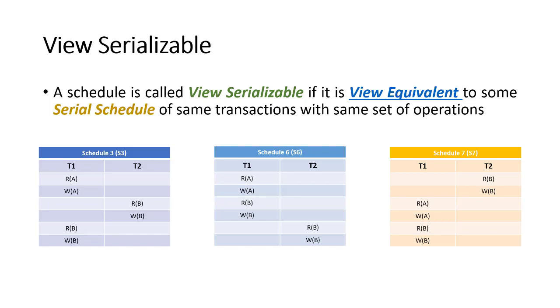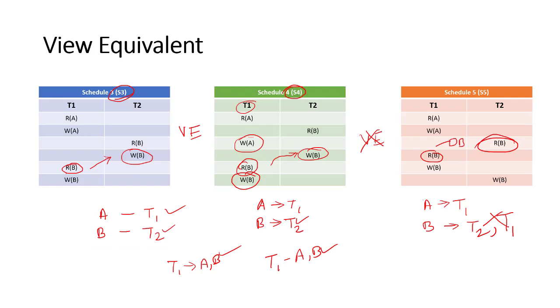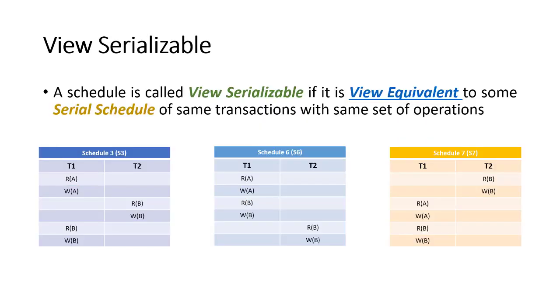Let us discuss view serializability. A schedule is called view serializable if it is view equivalent to some serial schedule. Let us discuss schedule 3, which is the previous one, the same schedule, right? Now we have considered 2 serial schedules named schedule 6 and schedule 7. So let us first check S3 and S6. What are the data items? A and B.